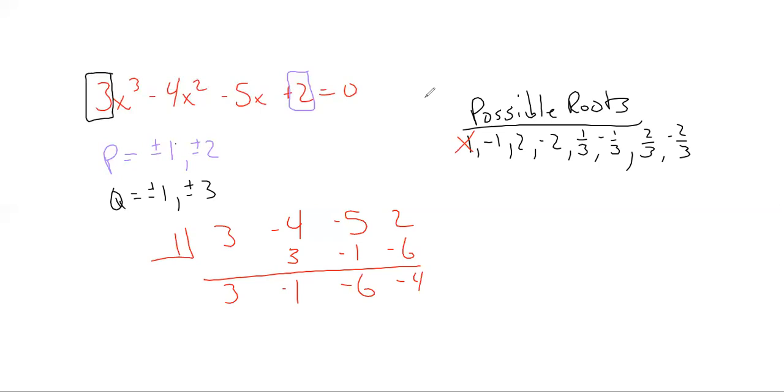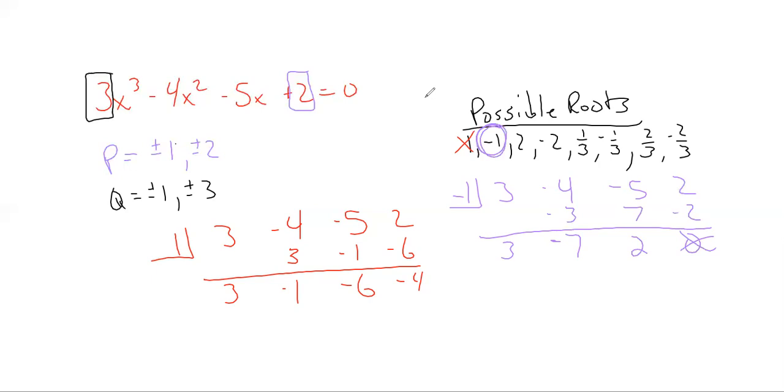Let's try negative 1. And you can go negative 1, into 3, negative 4, negative 5, and 2. So I bring down the 3. Now I got negative 3. That gives me negative 7. Well, that gives me a positive 7, which is 2, negative 2, 0. Hey, I got my first root. That one works. From here, I can continue on and keep trying all these roots until I get down to where there's only one. I know I have to have 3 roots, okay?